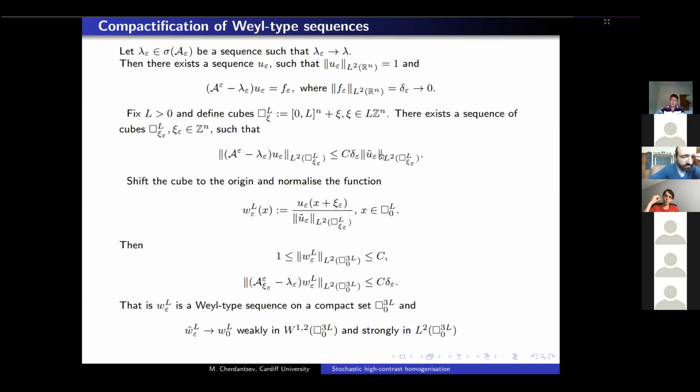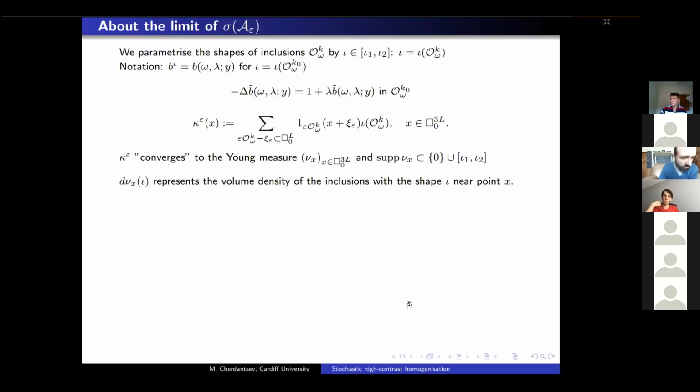And we normalize it. So U tilde here is a technical bit, the extension of U epsilon such that you control its gradient. It's part of the high contrast business. When you do that, you see that this sequence of functions is defined in the same cube. It's bounded from above and from below in L2 norm, and it solves this problem with a small right-hand side, so it has this bound. Because of this boundedness, and you can also show that its gradient is bounded as well, you have weak convergence in W12 and strong convergence in L2. So what we do here is perform some compactification.